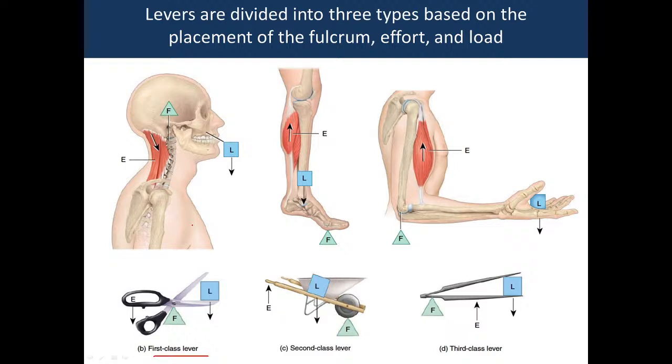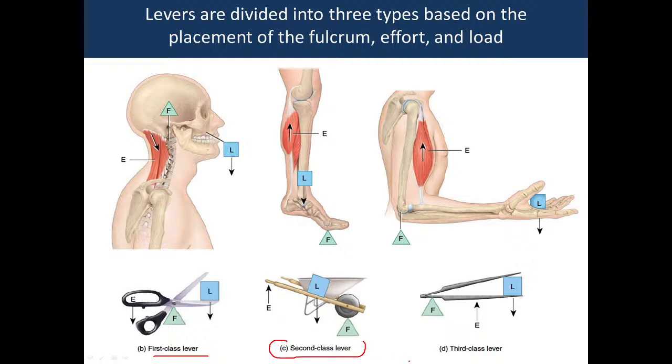Scissors and seesaw are examples of first class levers, and this class of lever can produce either a mechanical advantage or mechanical disadvantage depending on whether the effort or the load is closer to the fulcrum.